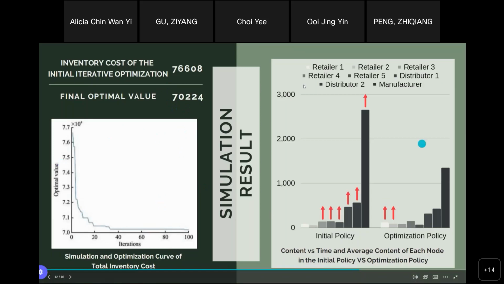The graph on the right-hand side shows the content vs time and average content of each node in the initial policy compared with the optimization policy. This result shows that the smaller the values of R and Q, the more conducive it is to reducing the inventory. So we can see that the inventory of retailer 1 and 2 in the optimization policy is higher than the initial policy. For the other nodes, the optimization policy is less than the initial policy.